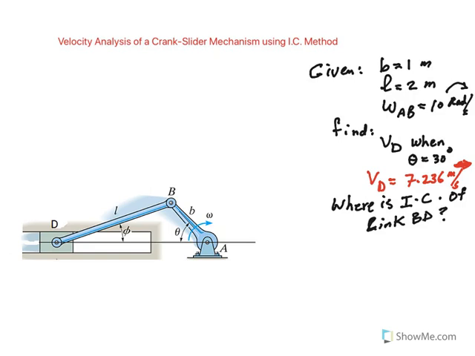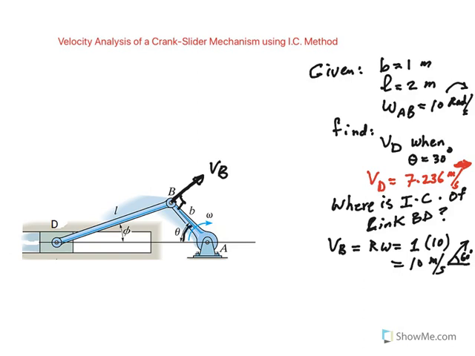What do we need to do that? In general, we need the velocity of two points on this link. The velocity of B is easily determined. That would be 90 degrees to the crank and in the direction of its omega. It can be calculated as velocity of B is R omega. R is 1 meter and omega is 10, so that would be 10 meters per second, pointing like that. And this angle has to be 60 degrees, because this angle right now is 30 degrees.